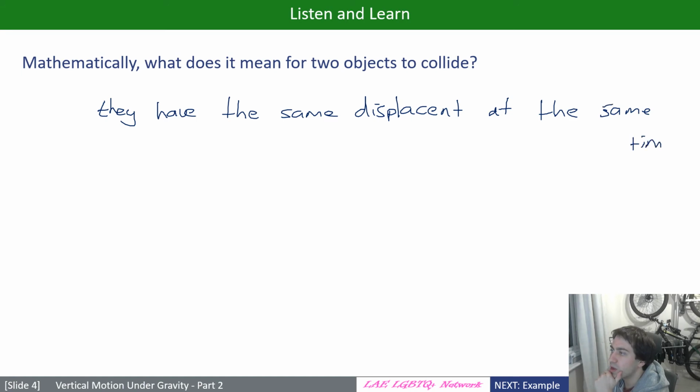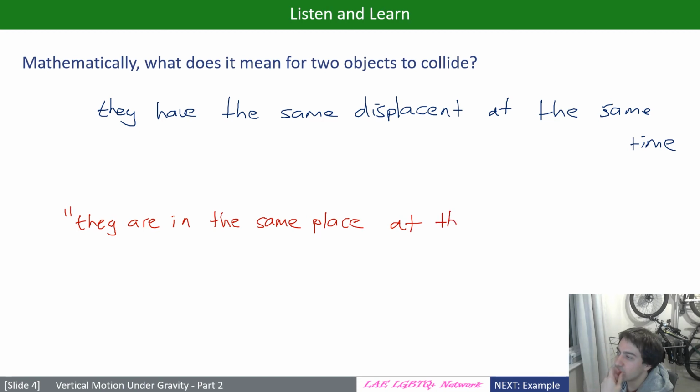Or in layman's terms, what I'm effectively saying is that they are in the same place at the same time. Which seems a bit obvious, but effectively, in terms of the universe, everything at a specific time is in a certain place, and things can occupy the same place but at different times. That doesn't count as a collision. So a collision of objects is only when it's both the same place and the same time. If they go there, one after the other, that's not a collision. So it's same place, same time.